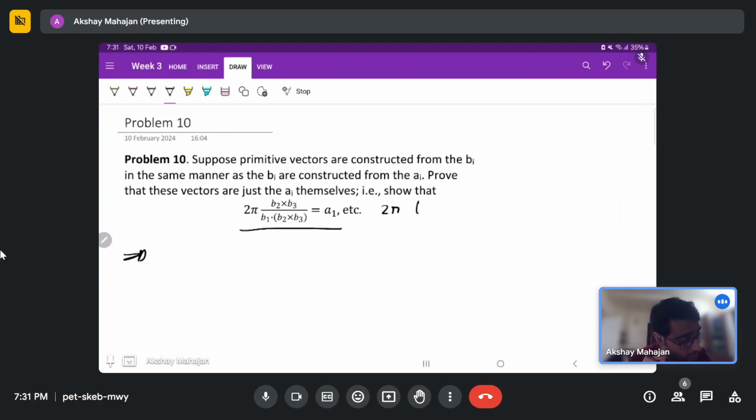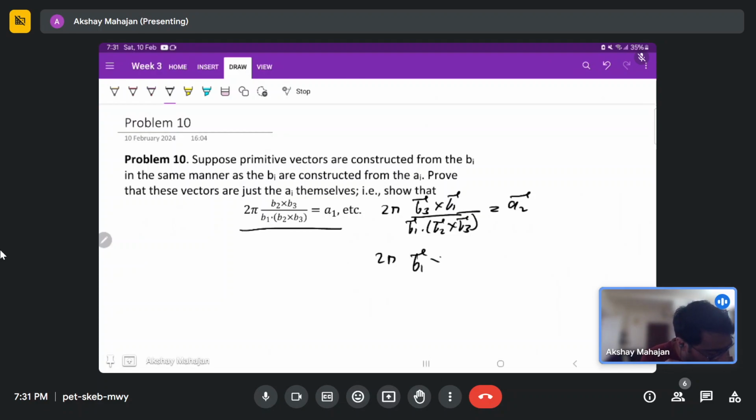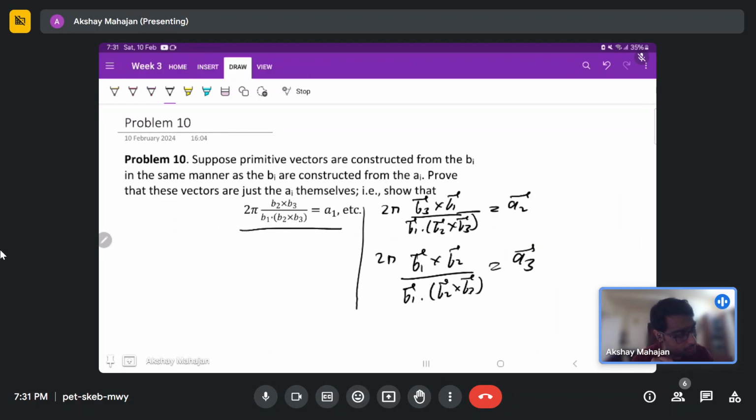b3 vector cross b1 vector divided by b1 vector dot b2 vector cross b3 vector, that will be equal to your a2 vector. And similarly you will have 2 pi times b1 vector cross b2 vector divided by b1 vector dot b2 vector cross b3 vector, that will be equal to your a3 vector. Okay, so these two you can try on your own.